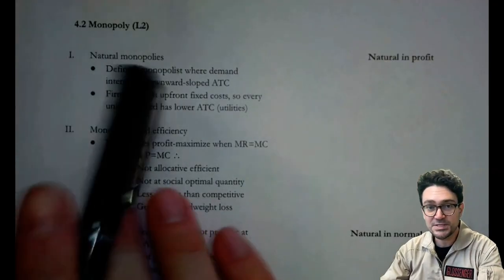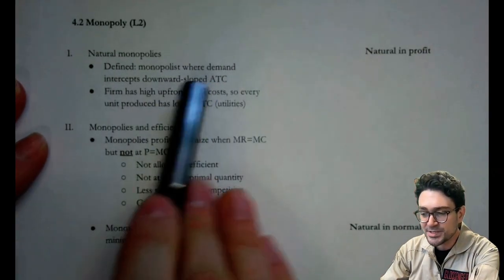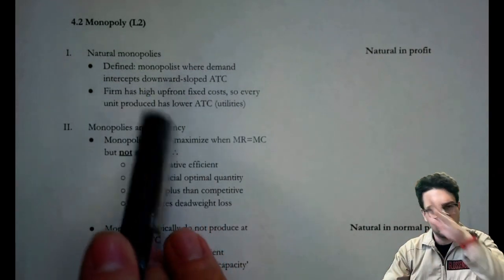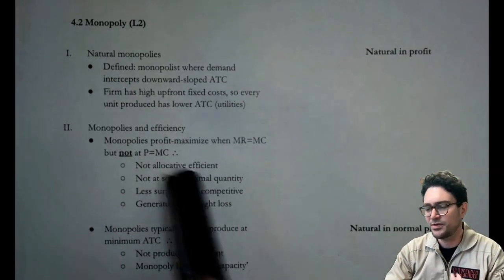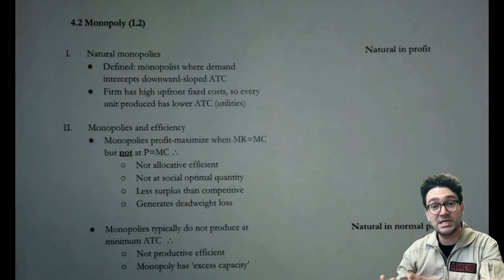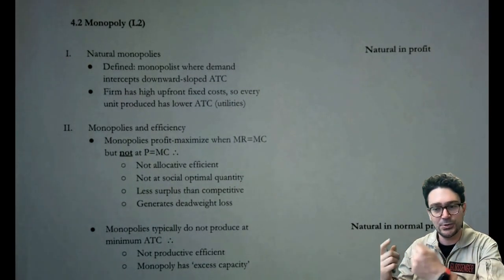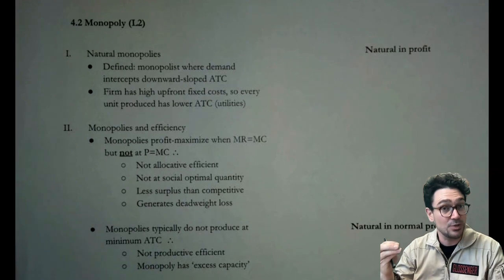Okay, so the first thing we want to observe about what natural monopolies are is that they're a monopolist where the demand curve is going to intercept the downward sloping part of an ATC. That's a little bit of a complicated concept to think through. What it really represents is that maybe the firm has really big upfront fixed costs, and every time they add a new customer or they sell an additional unit, they actually find that their average costs are now lower.